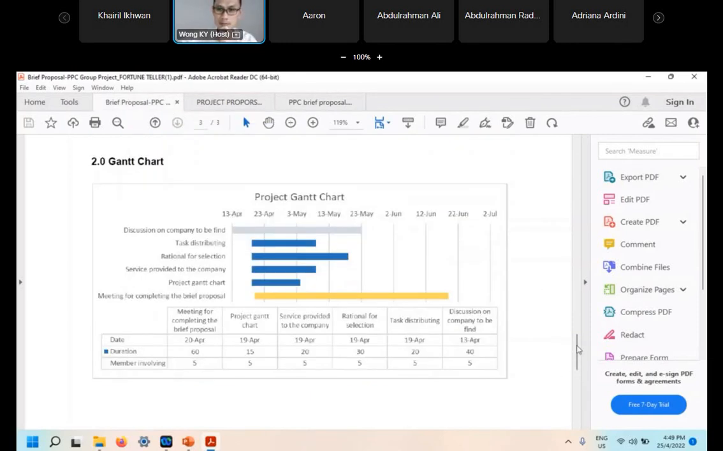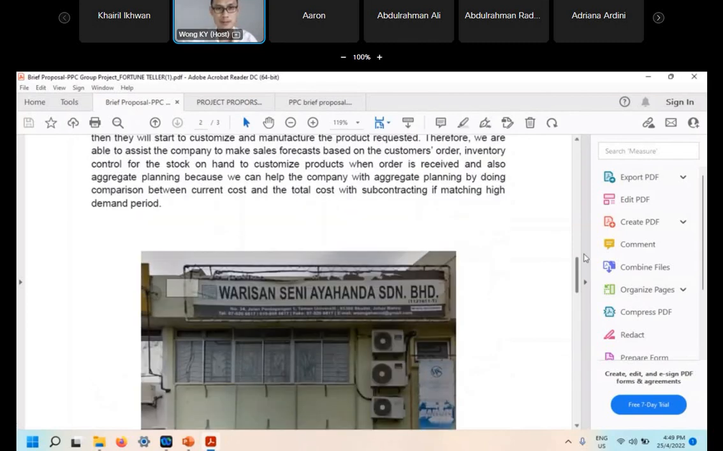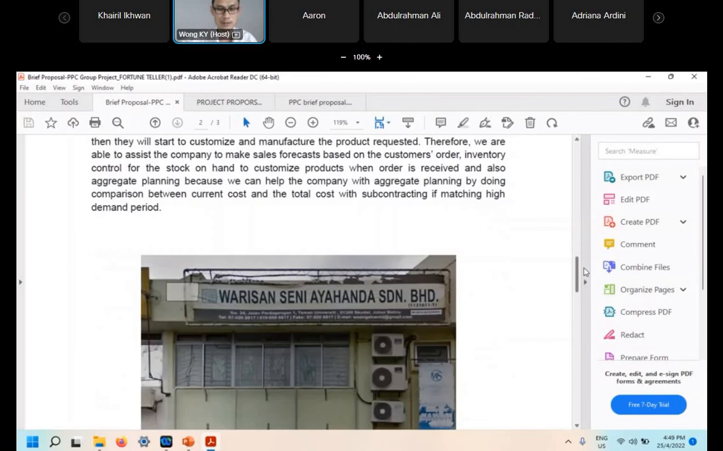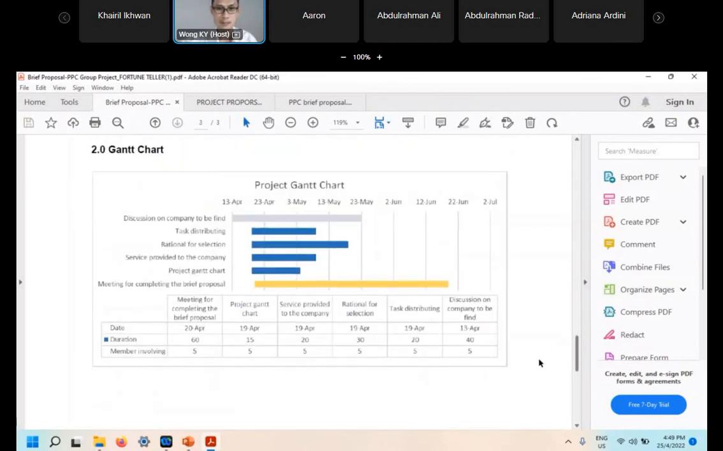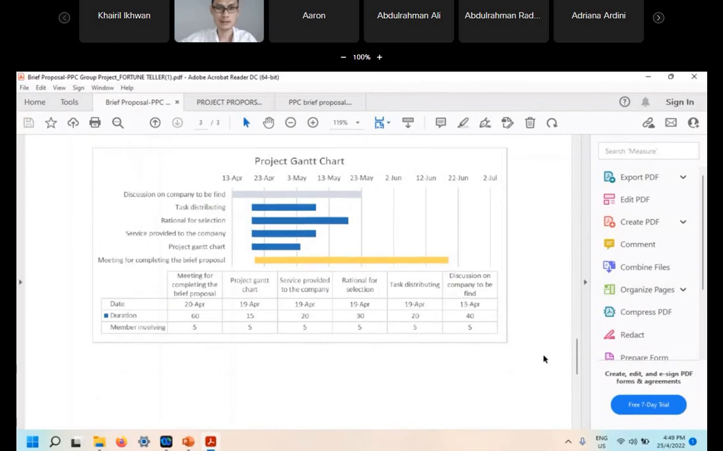And there's also this group. I think this group is slightly better. They are proposing this company, so to me it's fine. But the Gantt chart again doesn't make sense. Meeting for completing brief proposal, 22nd June. I thought you already submitted the brief proposal on 21st April. So this is a meeting to complete the final proposal.